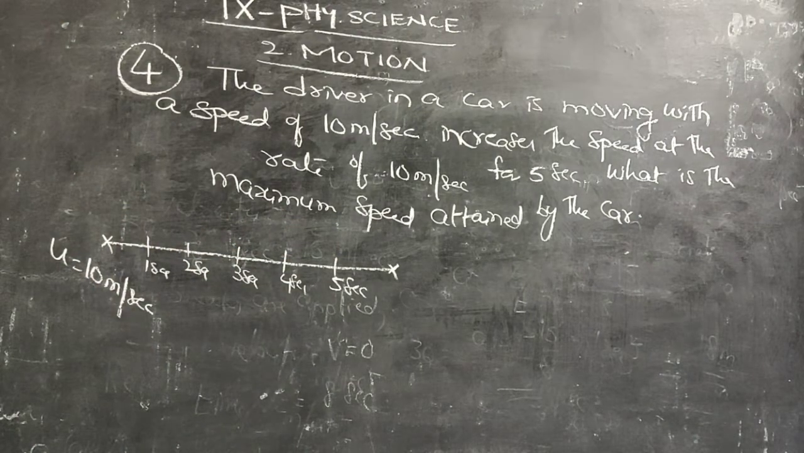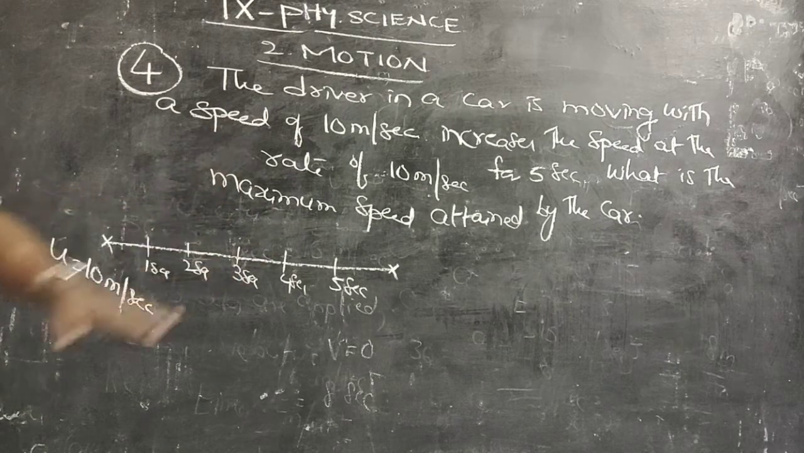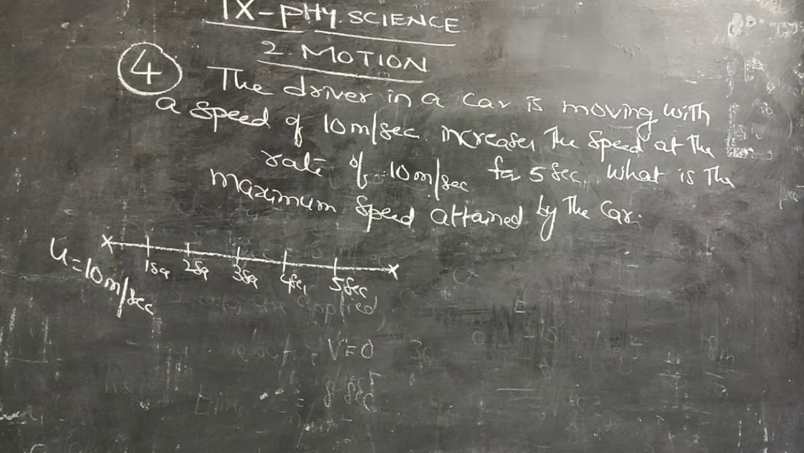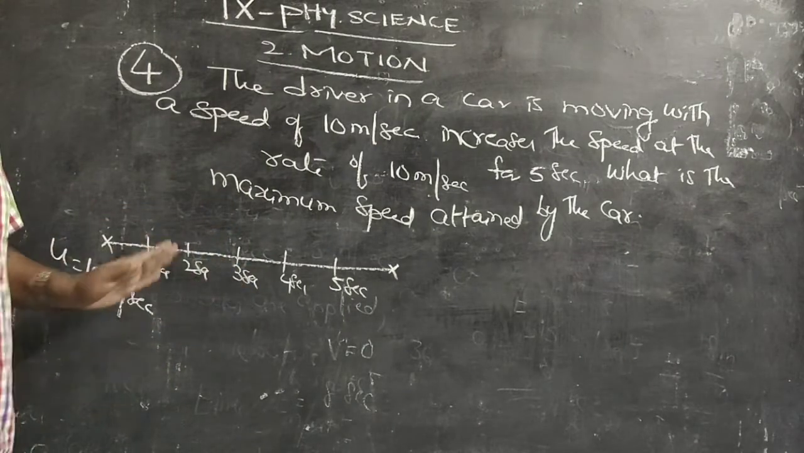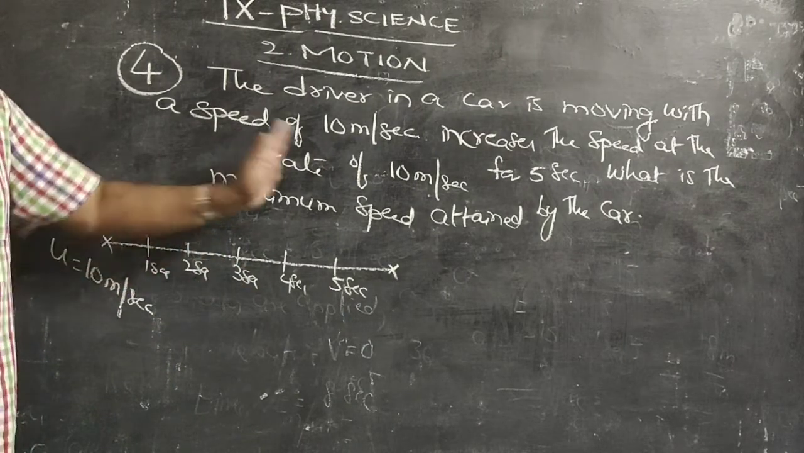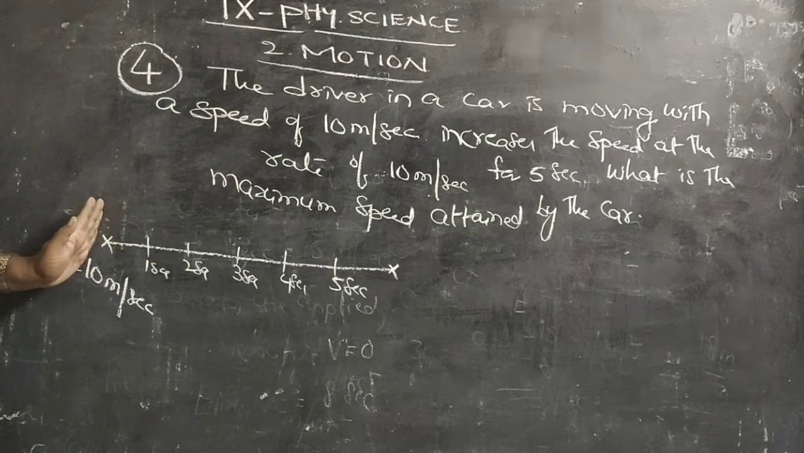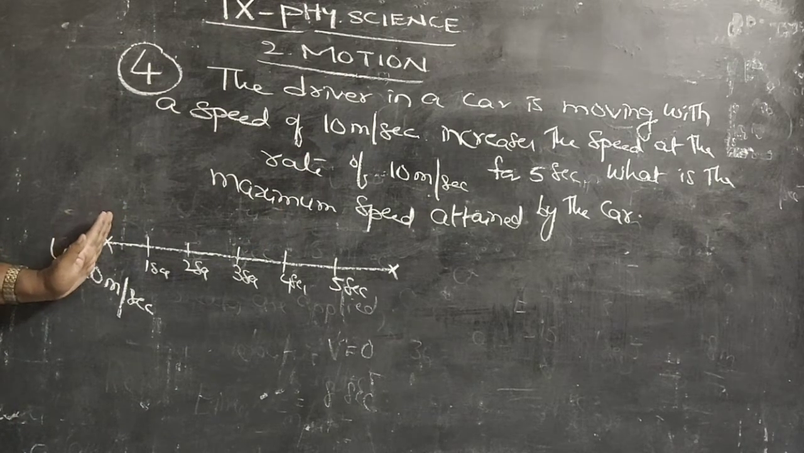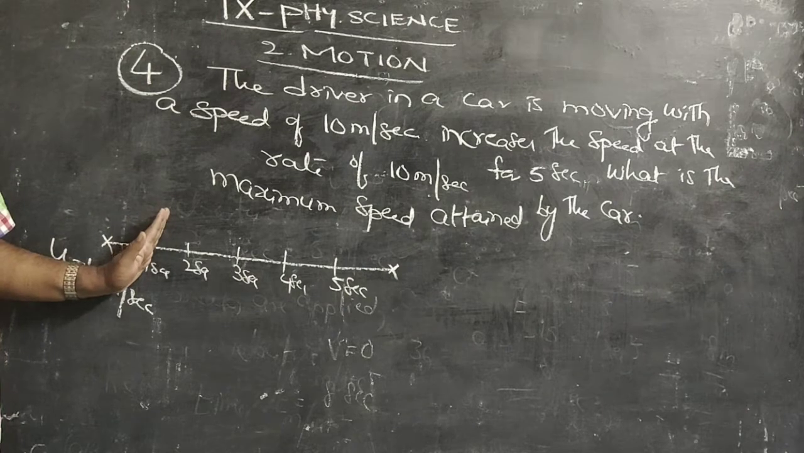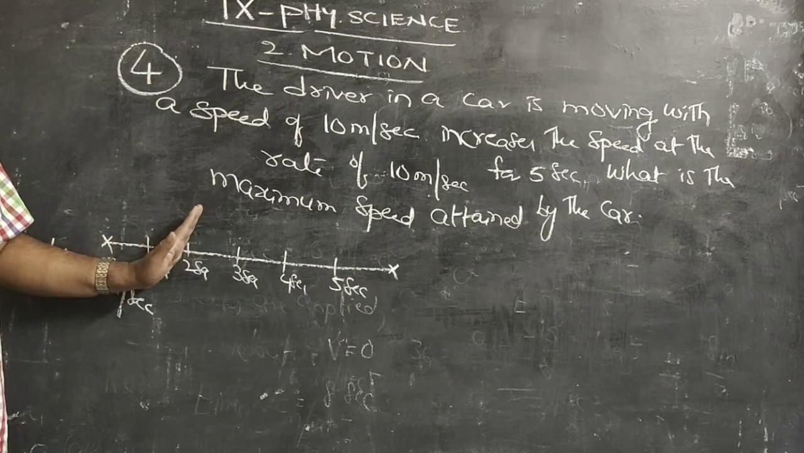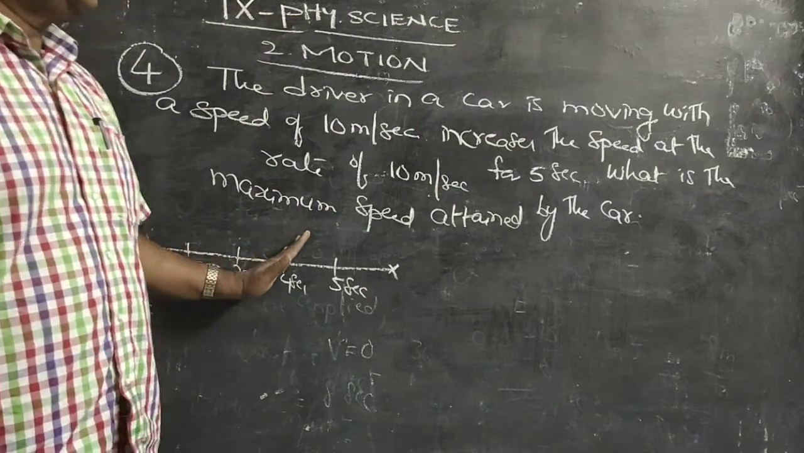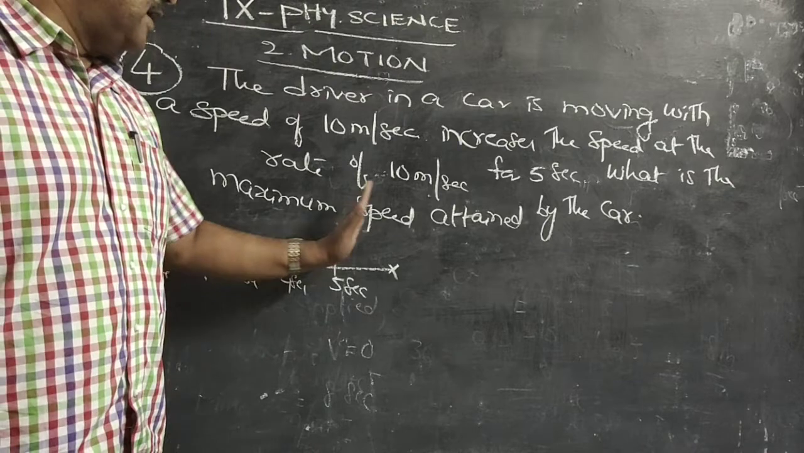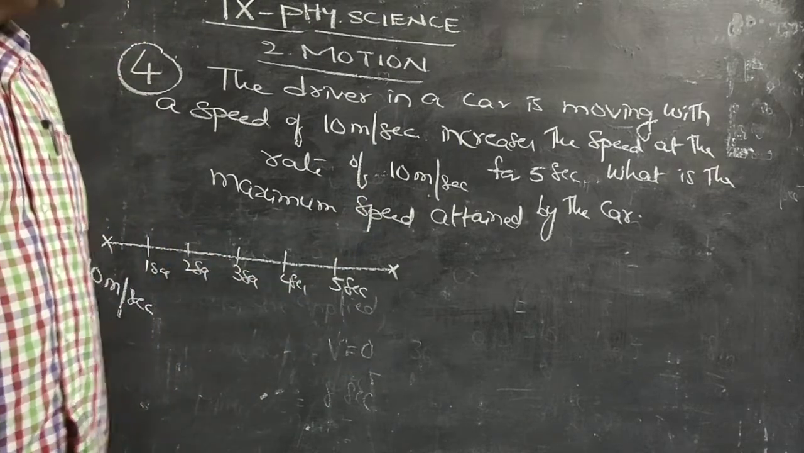60 meters per second. So, for every 1 second, he is increasing the speed at the rate of 10 meters per second. Initially, it was 10 meters per second. After every second, he is increasing the speed by 10. Like that, he is increasing for 5 seconds. So, first the initial velocity is 10 meters per second. After 1 second, the speed will be 20. After 2 seconds, the speed will be 30. After 3 seconds, 40. After 4 seconds, 50. After 5 seconds, the speed will be 60 meters per second.